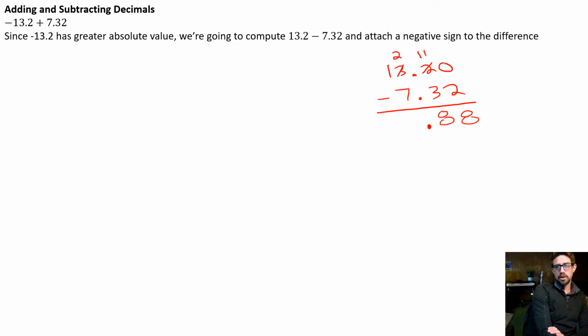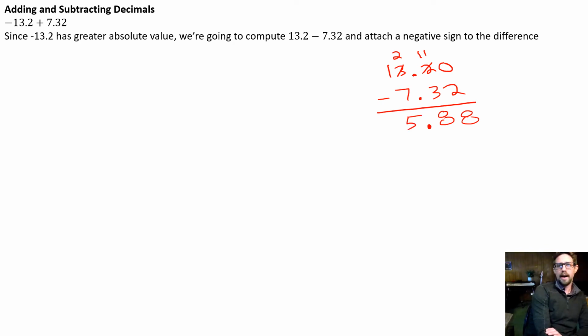Can't do 2 minus 7, but my trick here is that we can do 12 minus 7. So rather than borrow something from here and make it be 0, you can just say, wait, I have a 12 here minus a 7, and 12 minus 7 is 5. It's going to be exactly the same.